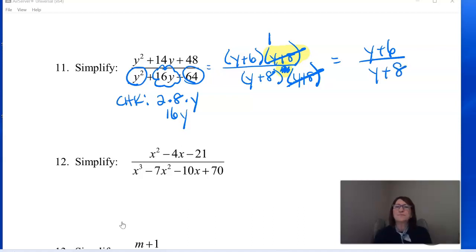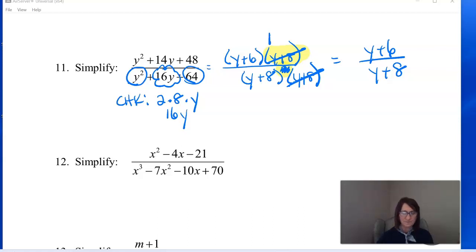Now, let's pause. Many of you are asking yourselves, hey, why isn't she reducing those y's? They're the same. You can only reduce factors. And remember, way back when we were talking about factors, factors are things that are multiplied. The y is not being multiplied times 6. It's being added to 6. Same with the denominator. So those are not factors, so they cannot be reduced.